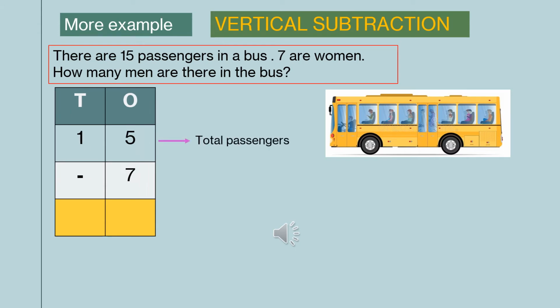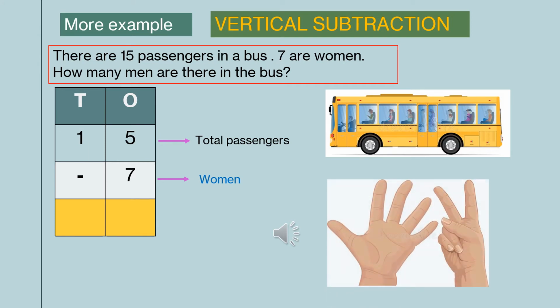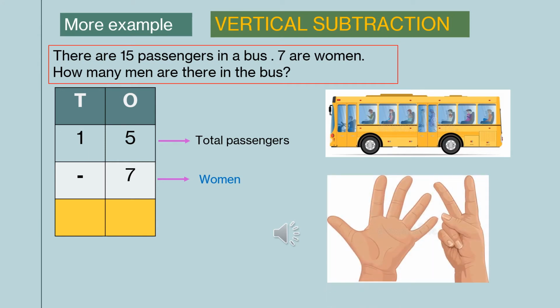Total passengers are 15 and 7 passengers are women. So we have to keep number 15 in our mind and raise 7 fingers to subtract 7 from 15. So we are using fingers here to count backward. So let's start counting backward from number 14.